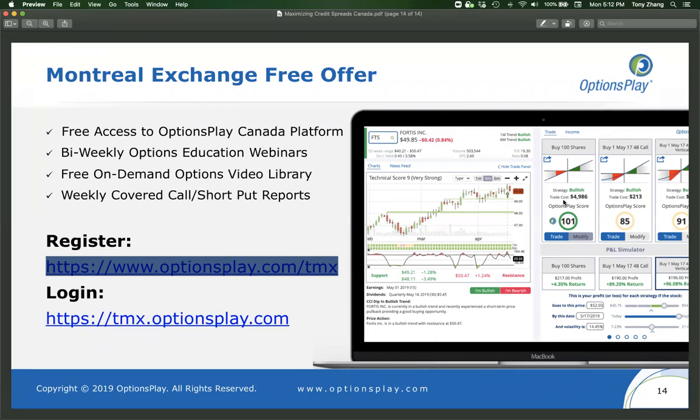Because that's, again, more so for the stock to stay in a relative range, and you're okay at either end of that range to either buy more stock or sell your stock at a profit. So I would suggest that you stick with the strangles for that.